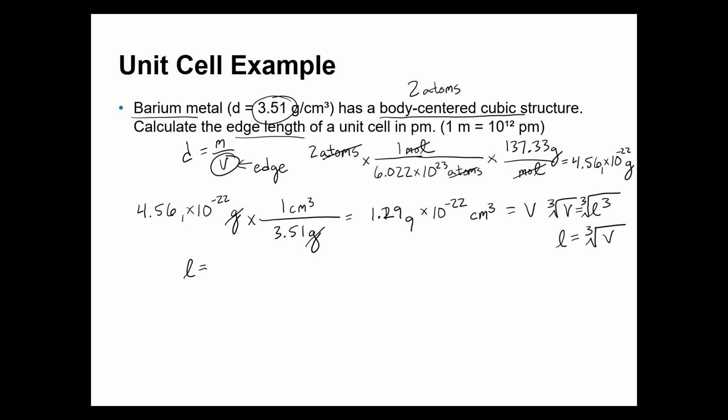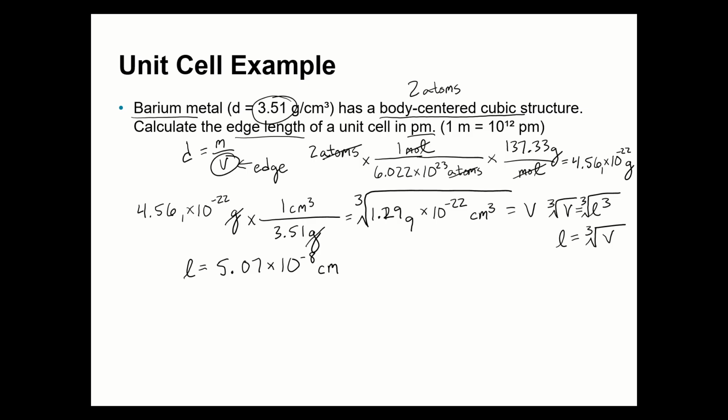Cube root of 1.299 times 10 to the negative 22nd, and I get back 5.07 times 10 to the negative 8 centimeters. And I know 3 sig figs from density, and I'm almost done, so I'm going to go ahead and round that off to 3 sig figs for my answer, because the last step is to convert from centimeters to picometers, okay? And that's just going to change the magnitude, basically.